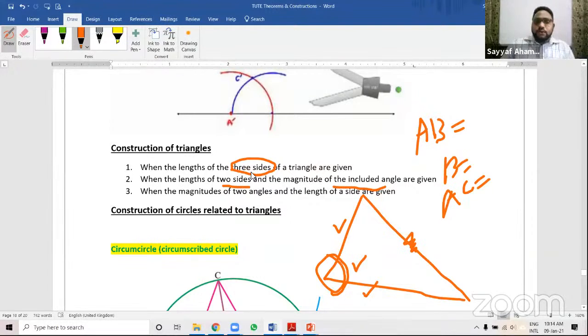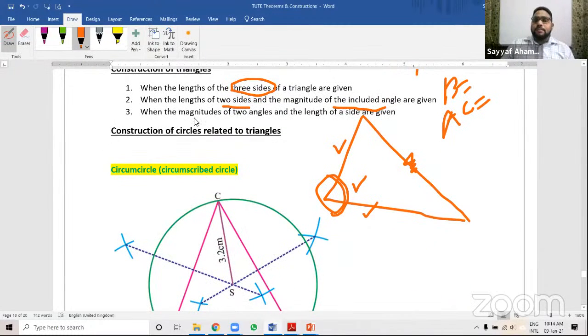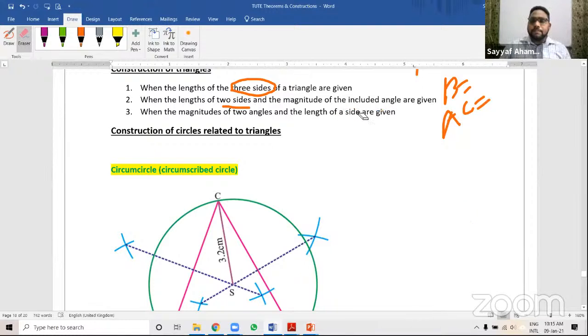And the third type of question that can be tested is when the magnitudes of two angles and the length of one side are given. So here two angles and one side, this is ASA, but not congruency, right? So there can be two sides and one angle given to you, or there can be two angles and one side. So always when you are drawing a particular triangle, always start with a base, right? Always put a baseline and build on it.